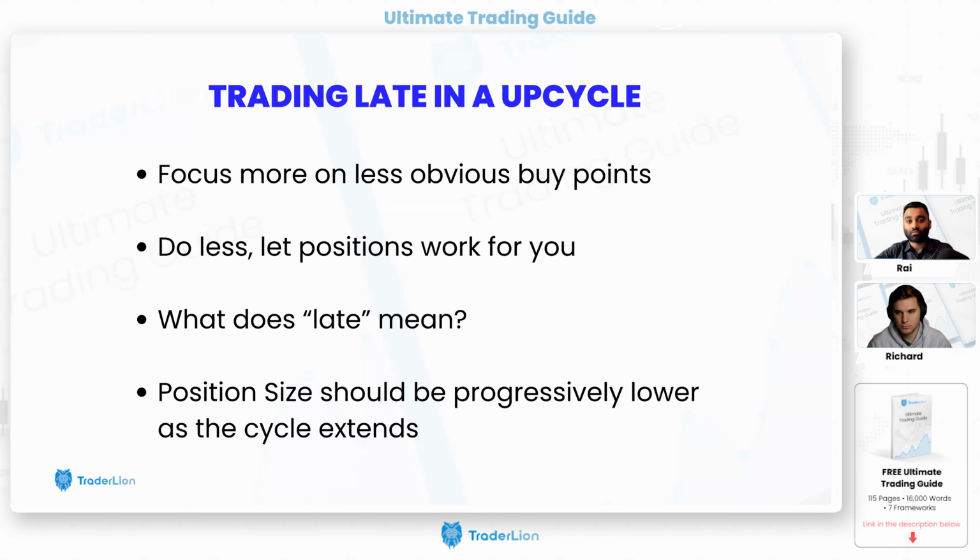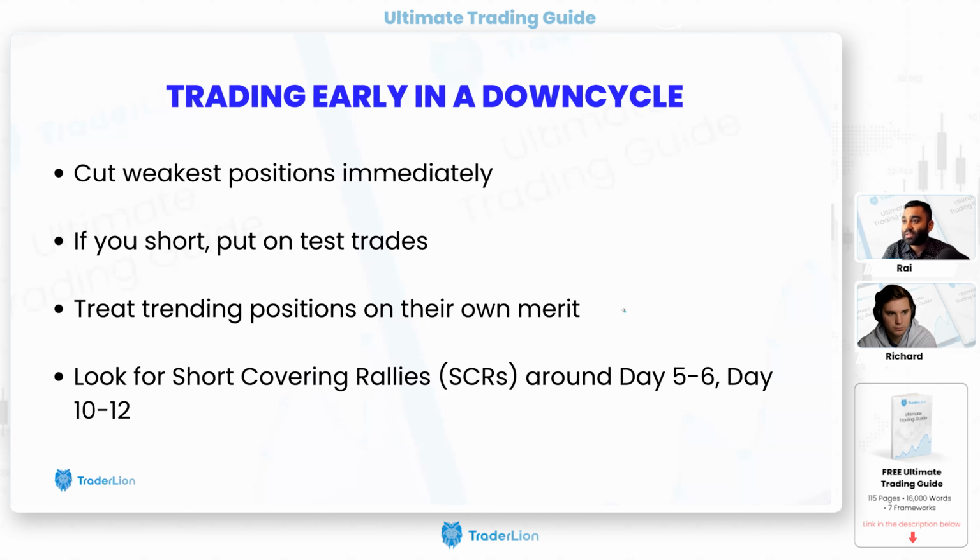You did everything right up to that point, and the market's about to change its trend or go into this pullback mode, but your position sizing hasn't reflected the fact that you've rallied quite a bit. It should be a lot less, so that when the pullback happens, you give back a little bit, not everything all at once, right? So next is trading early in a down cycle.